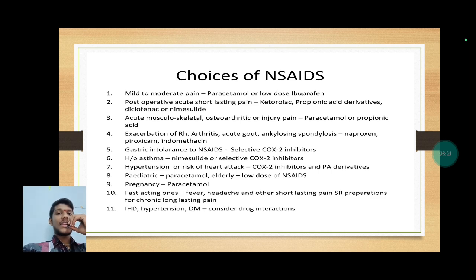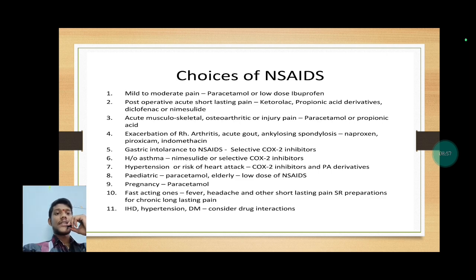Next, gastric intolerance to NSAIDs: we will use selective COX-2 inhibitors. If history of asthma, nimesulide or selective COX-2 inhibitors. In hypertension, or risk of heart attack, COX-2 inhibitors and PA derivatives. Pediatrics, paracetamol, and elderly, low dose of NSAIDs. Pregnancy, we will use paracetamol.